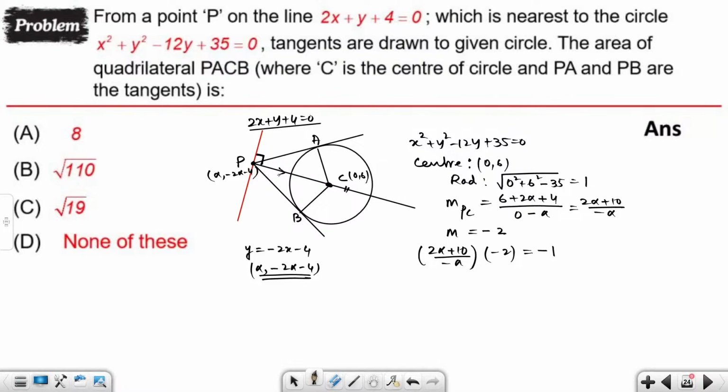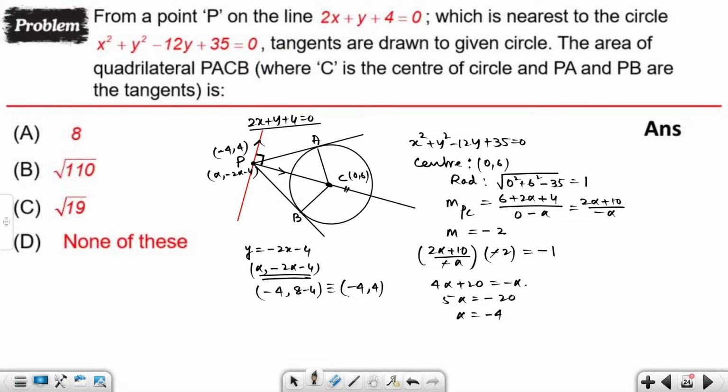Since PC and this line are perpendicular to each other, the product of their slopes will be equal to minus 1. So what are we getting? 4 alpha plus 20 is minus alpha. So that gives us 5 alpha is minus 20. Alpha is minus 4. So what is the point? The point is minus 4, 8 minus 4, which is nothing but minus 4 comma 4. So what is the required point P? P is nothing but your minus 4 comma 4. Is it clear? So one task is over.